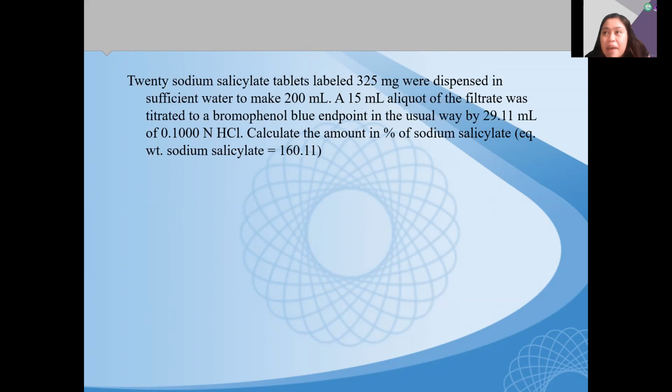A 15 ml aliquot of the filtrate was titrated to a bromophenol blue endpoint in the usual way by 29.11 ml of 0.1 normal hydrochloric acid. So calculate the amount in percent of sodium salicylate. The equivalent weight for the sodium salicylate is 160.11.